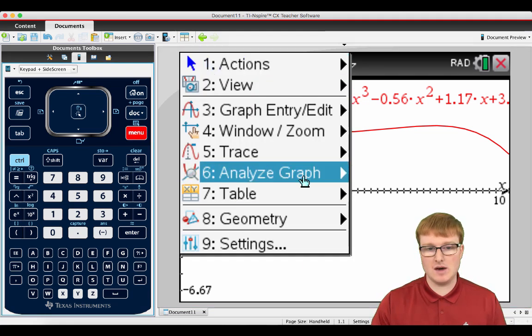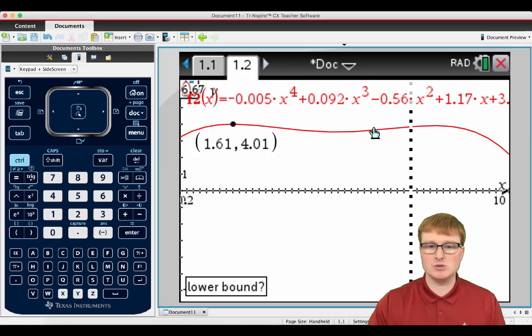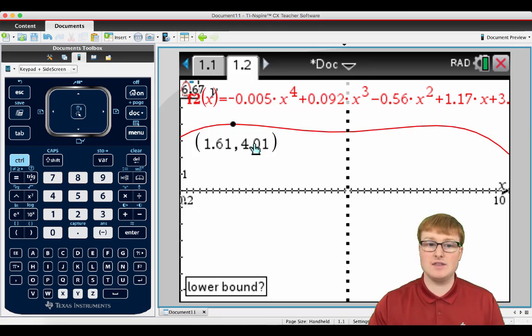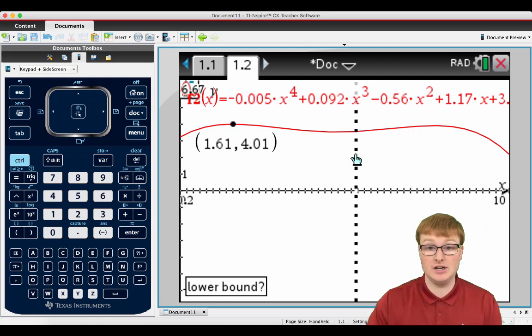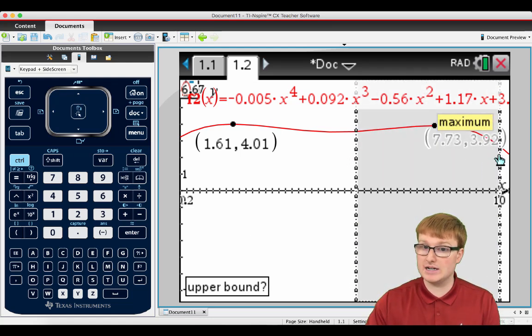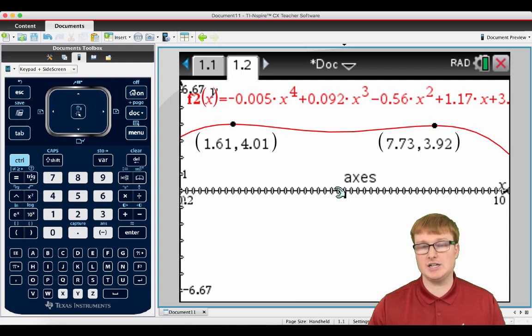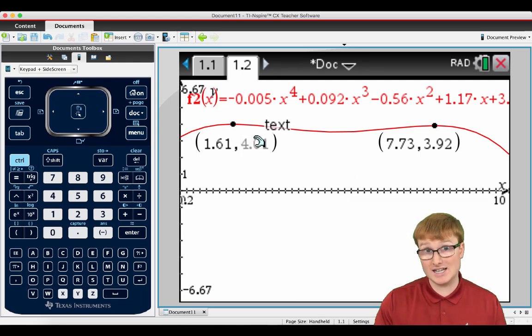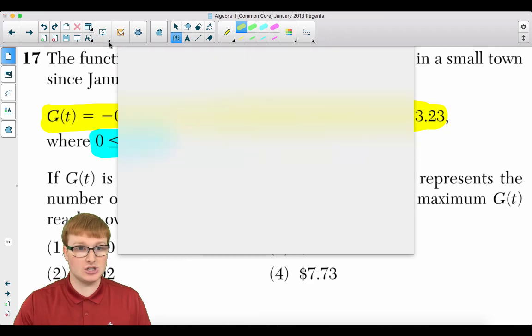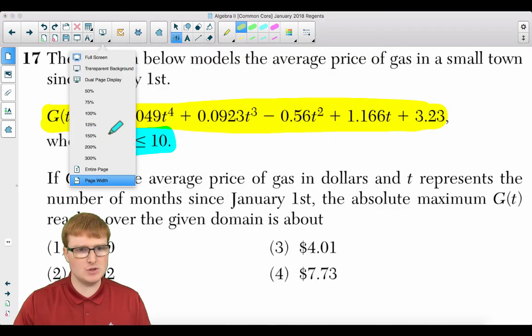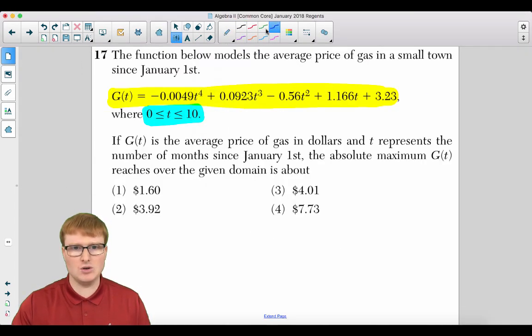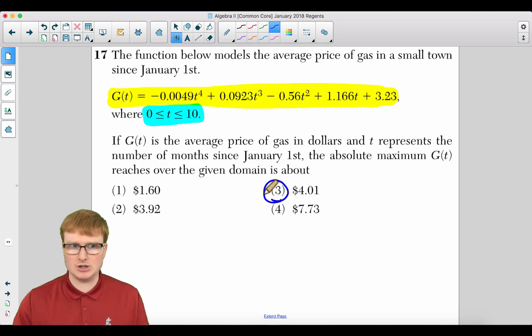$4.01, and then go to menu, analyze graph, maximum, just to ensure that this one's less than this, or if it's greater than, then that's the answer over here. So your maximum over here is $3.92. So obviously $4.01 is greater than $3.92. So in this case, your answer is going to be $4.01. That's choice 3. That was strictly a calculator question.